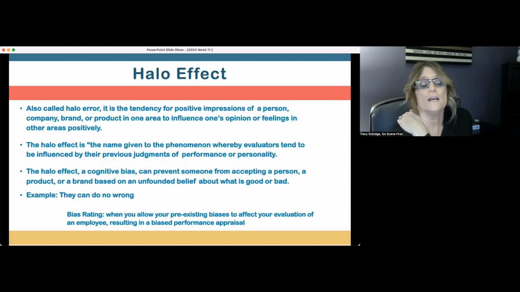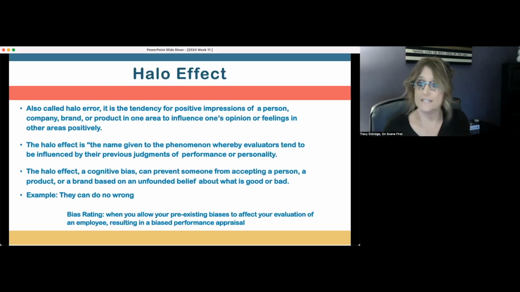The halo effect is a cognitive bias. It can prevent someone from accepting a person, product, or brand based on unfounded belief of what is good or bad. It may also be mentioned on the exam as a bias rating. So that came back as well, as something that was not discussed. I'm not sure if that's the definition that they're using for the halo effect, but a bias rating, again, is when we allow our pre-existing biases to affect the evaluation of an employee, resulting in biased performance appraisals.